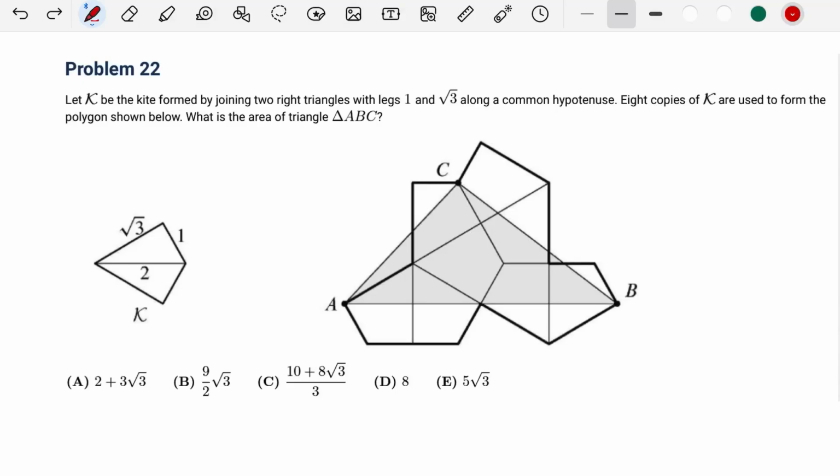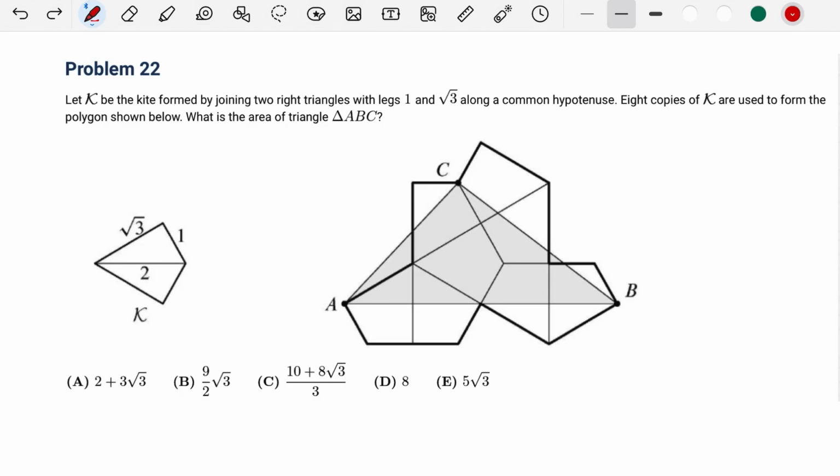Problem 22. Let K be the kite formed by joining two right triangles with legs 1 and square root 3 along a common hypotenuse. 8 copies of K are used to form the polygon shown below. What is the area of triangle ABC?